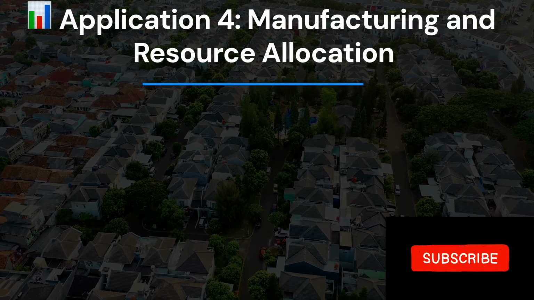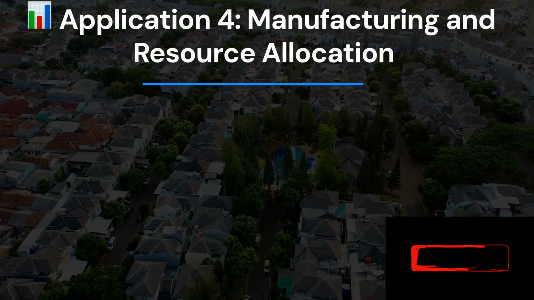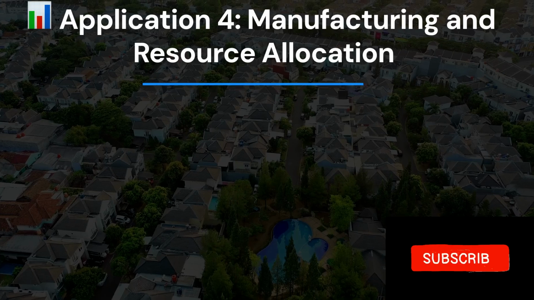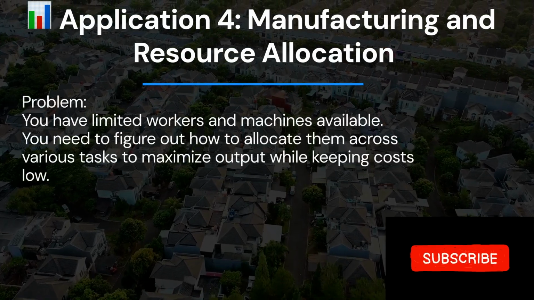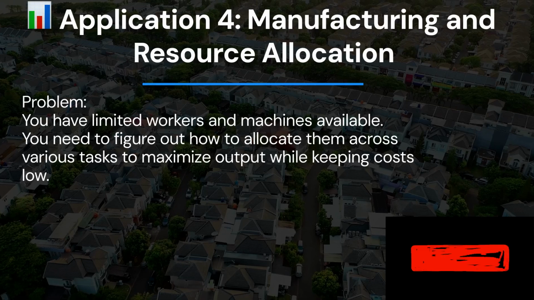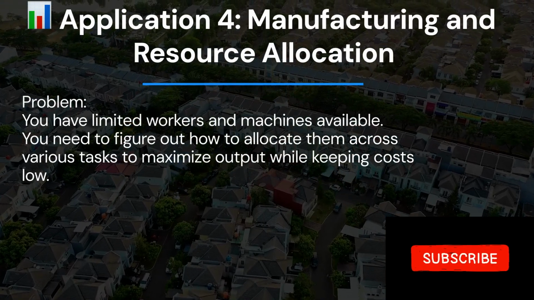Maximizing efficiency in manufacturing. In manufacturing, companies need to allocate resources like workers, machines, and raw materials efficiently to maximize production. Problem: you have limited workers and machines available. You need to figure out how to allocate them across various tasks to maximize output while keeping costs low. How linear programming helps.